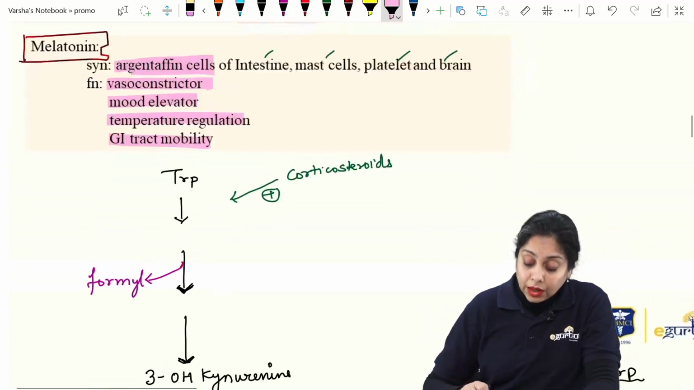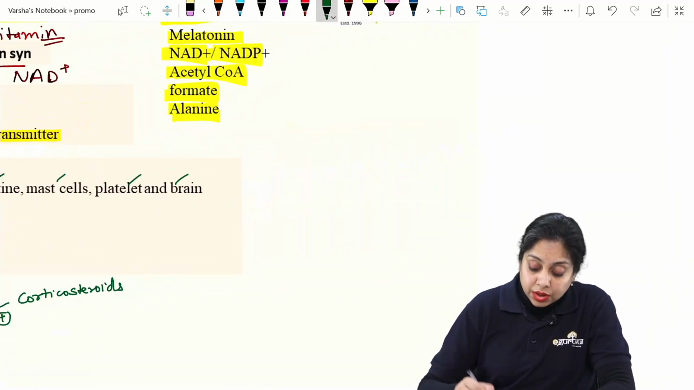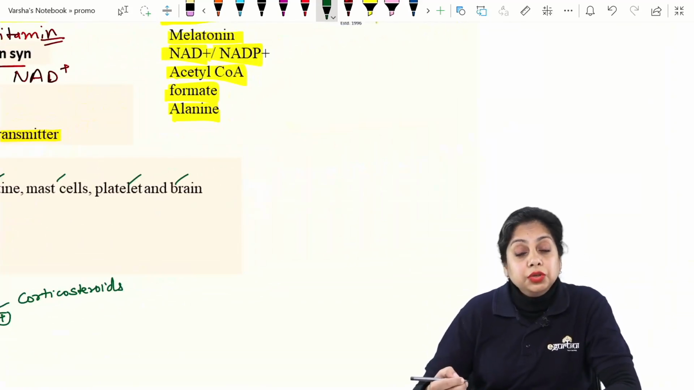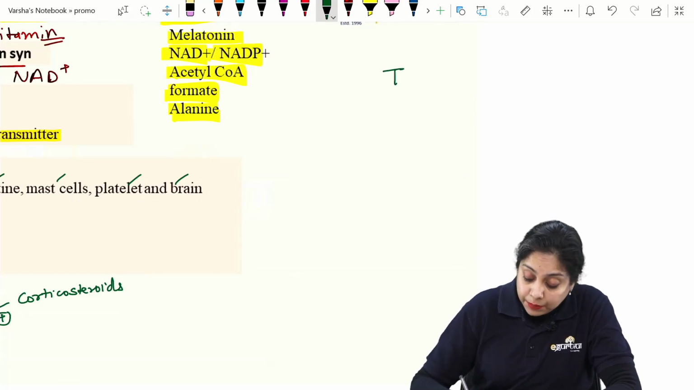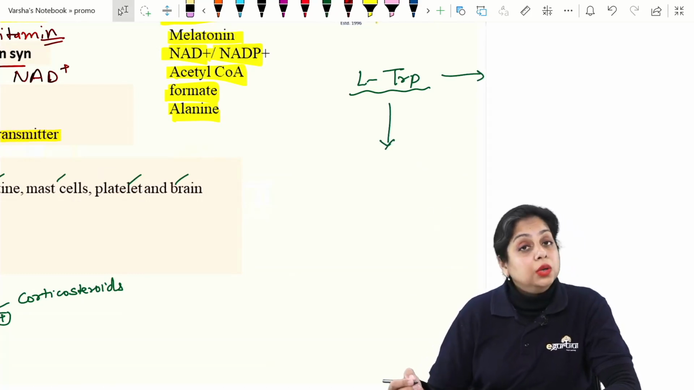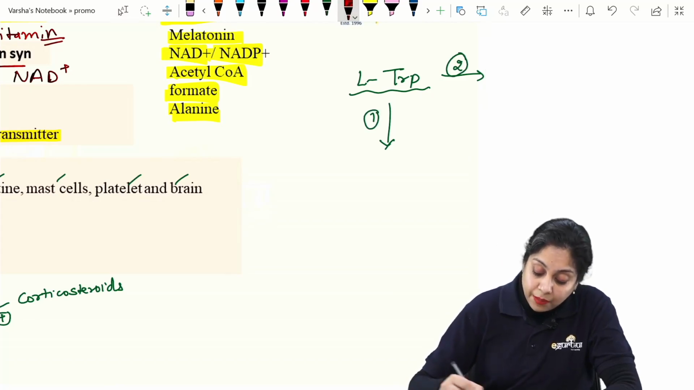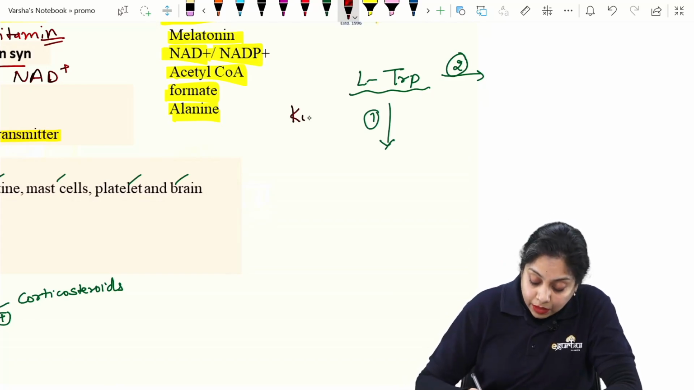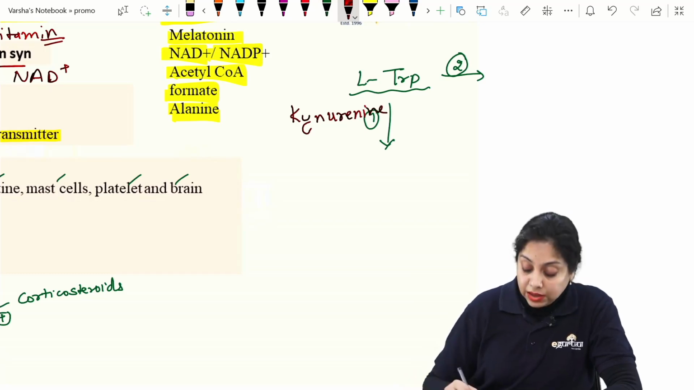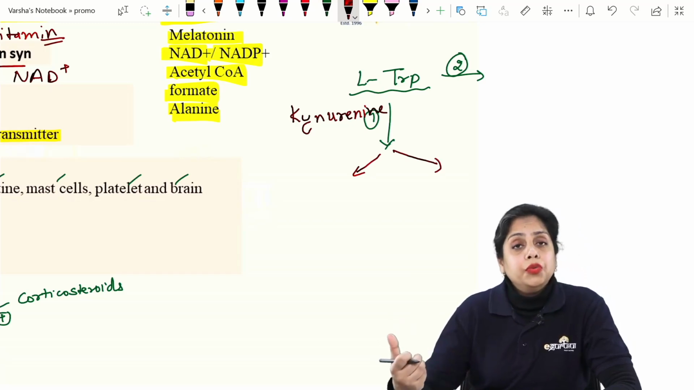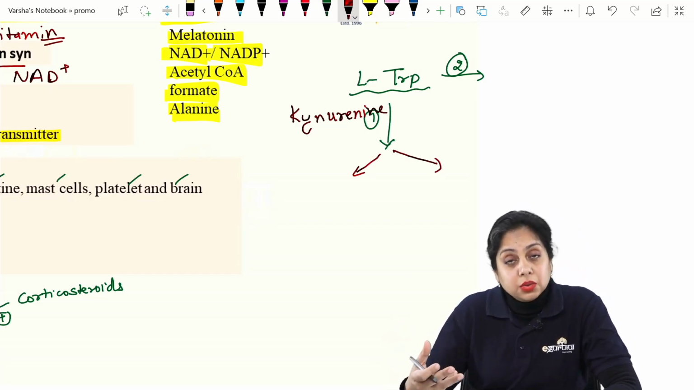Okay, before jumping into the metabolism, I would like to give you a broad picture. Tryptophan, that is also the L form in the body, can be degraded or metabolized via two pathways. This is pathway number 1 and this is pathway number 2. Via pathway number 1, it is the kynurenine pathway. It gives you many things. You form the formyl, you form the acetyl coenzyme A, you form the alanine in this pathway, right?